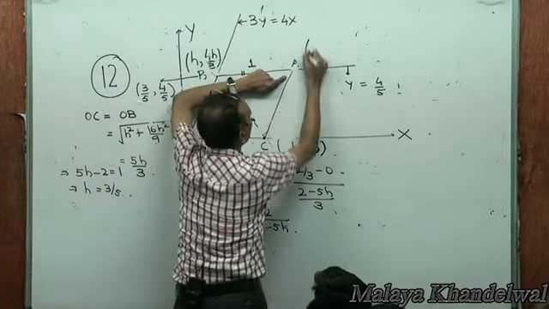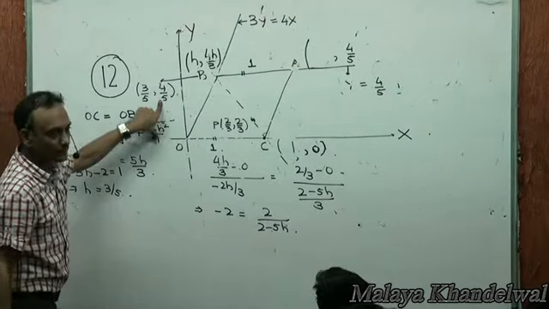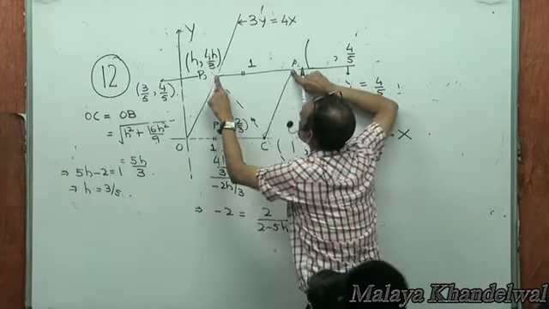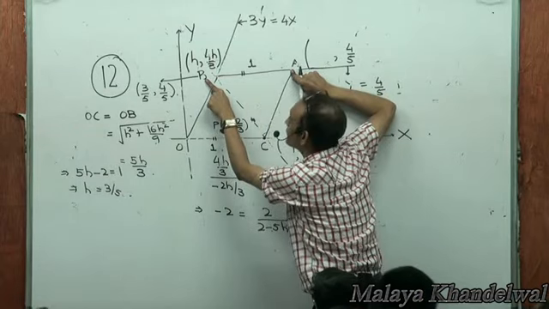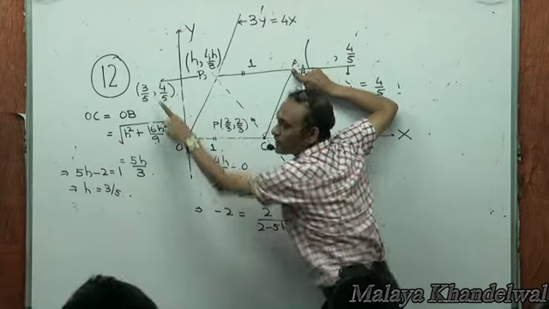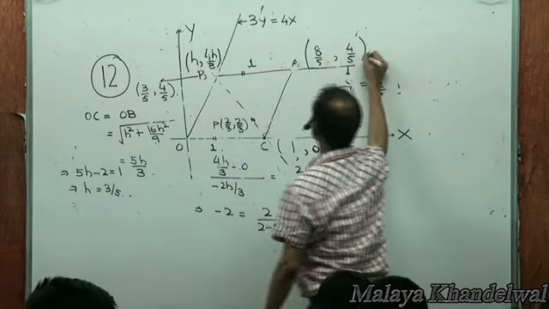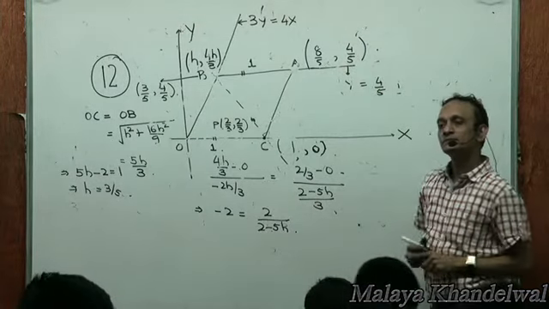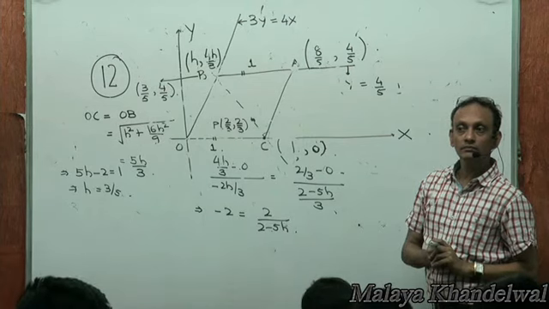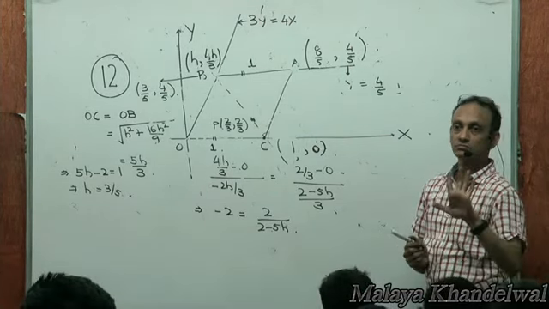That means the y coordinate of A would be 4 by 5, and the x coordinate of A would be 1 more than that of B. So 3 by 5 plus 1, which is 8 by 5. Right? Are you lost? No.